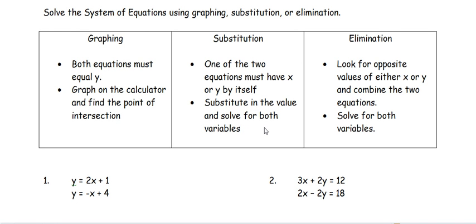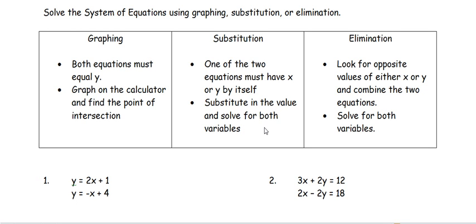All right, well, we're winding down our study of systems, and right now we're just going to look at how do you make up your mind when to use which type: graphing, substitution, or elimination. So as you can see, with graphing, you have to have both of them equal to y. You can use your graphing calculator, find a point of intersection.